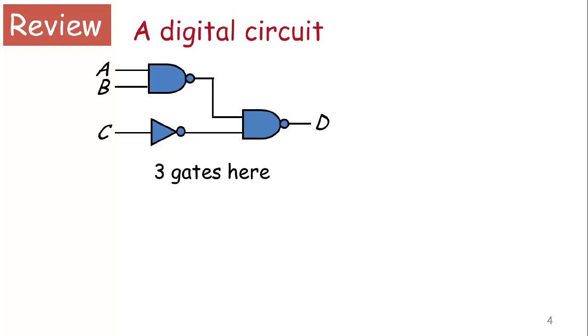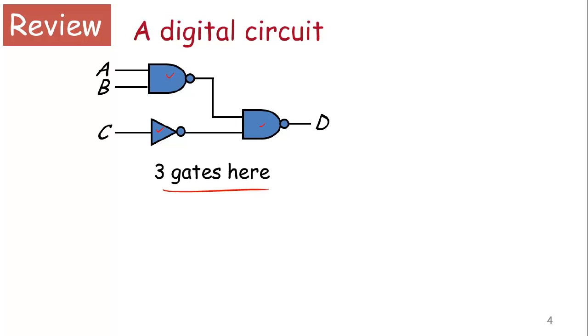We also defined digital circuits, and we took a set of combinational gates and connected them with ideal wires, and we got digital circuits. So here is a digital circuit with 3 gates. We have a NAND gate, we have an inverter, and we have another NAND gate. Analyzing digital circuits is pretty straightforward.